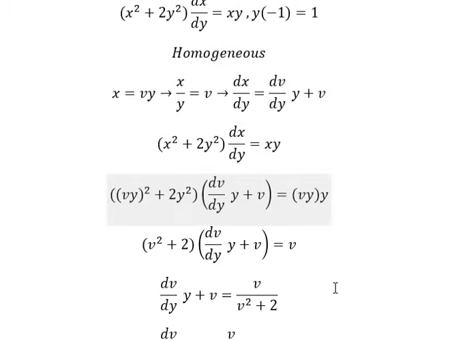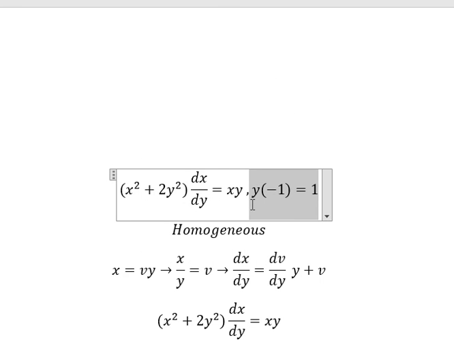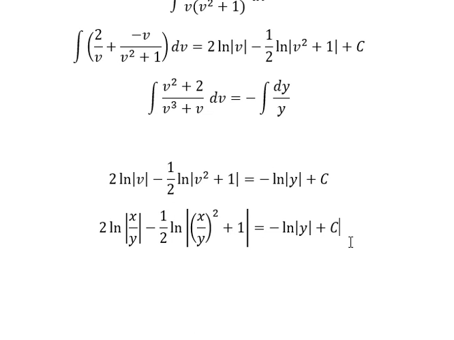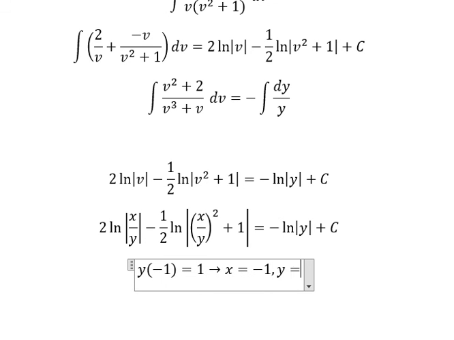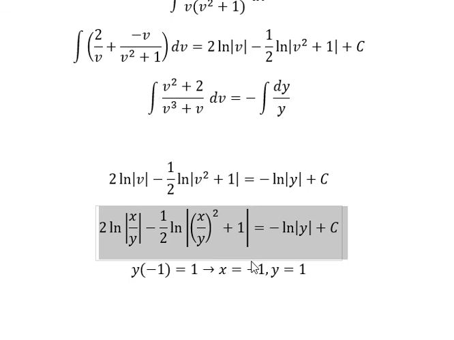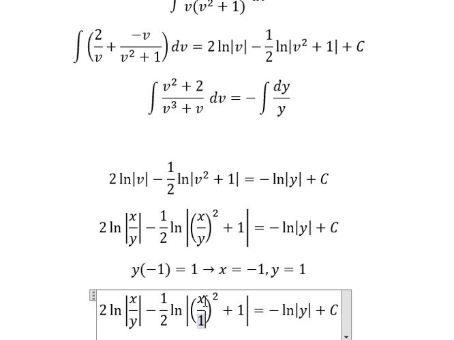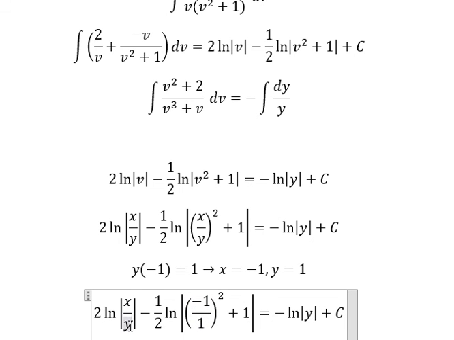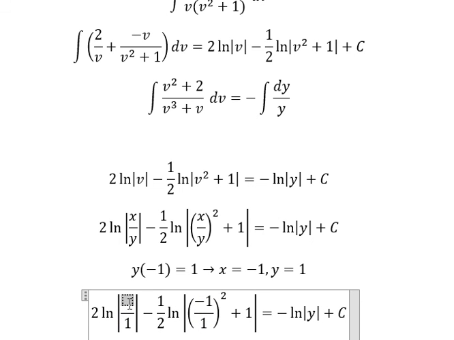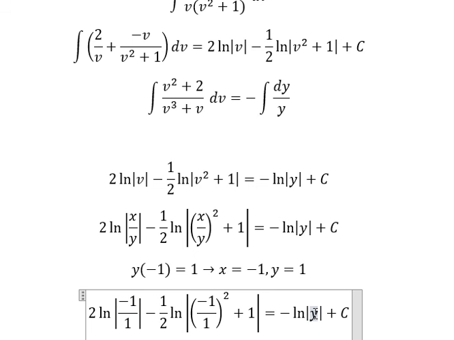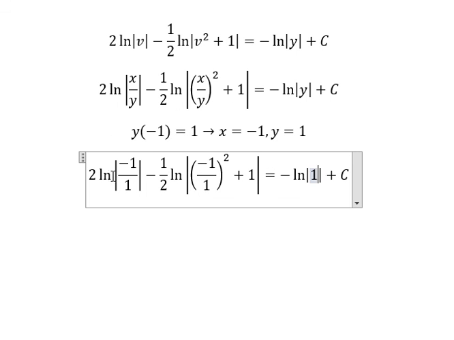Now we go back to the first one, that's about the conditions. That means when x equals negative number 1, y equals number 1. So we put the values in here to find C. So we put number 1 in here, negative number 1 in here. Similar for this one. So this one is ln number 1, ln number 1. So we simplify and we just have this one left.